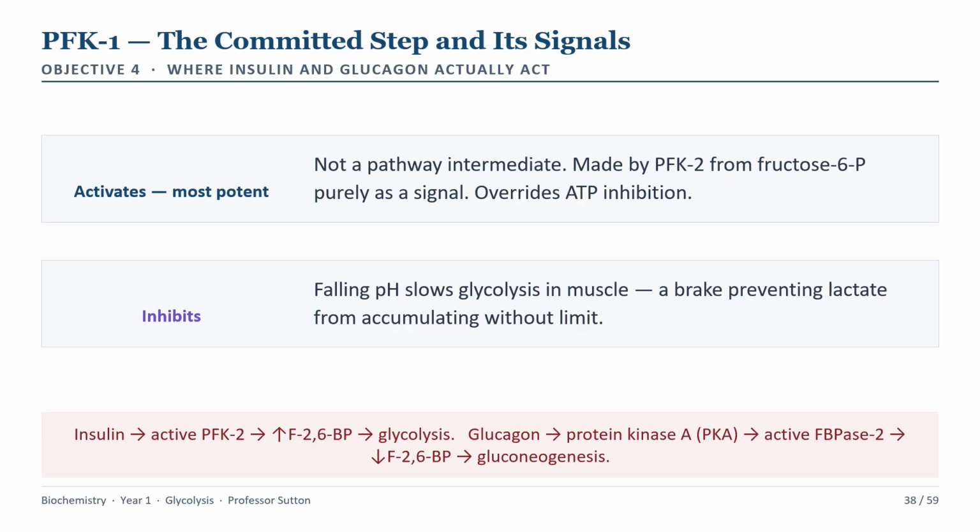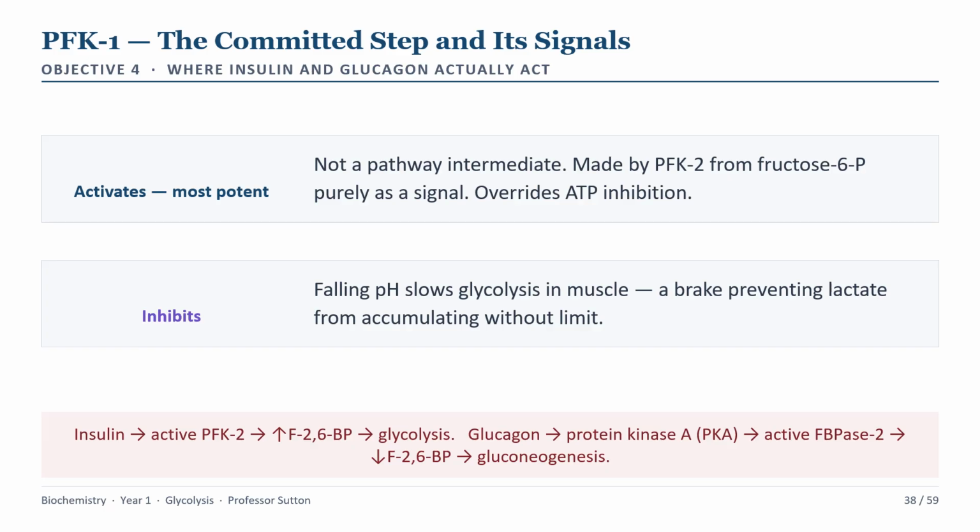It is not a pathway intermediate. It goes nowhere. It is manufactured from fructose 6-phosphate for the sole purpose of being a signal. It is made and destroyed by one protein with two opposing catalytic activities, the bifunctional enzyme, phosphofructokinase 2/fructose bisphosphatase 2, whose activity depends on whether the protein is phosphorylated.